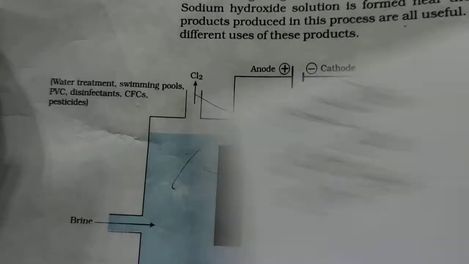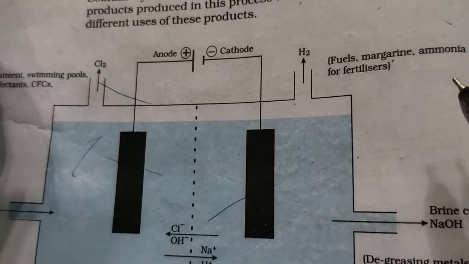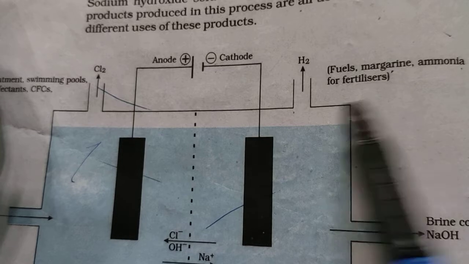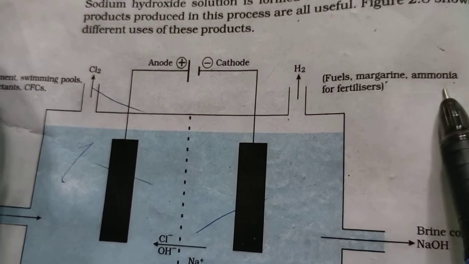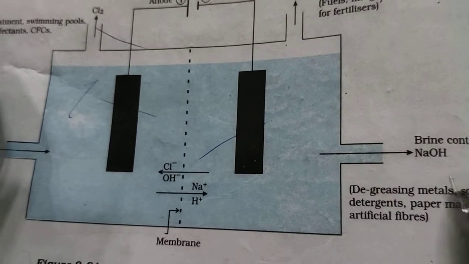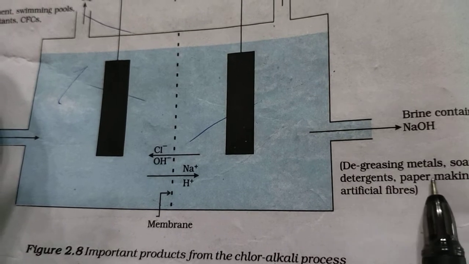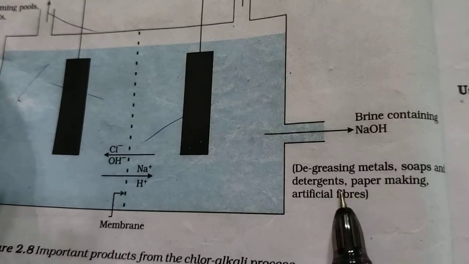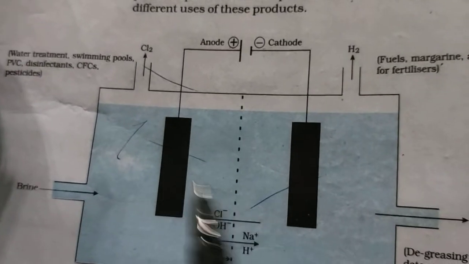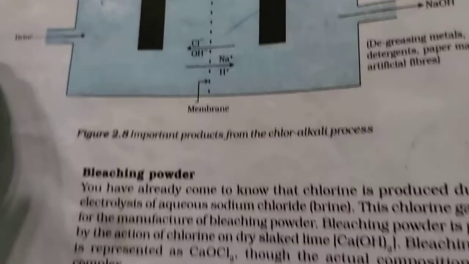Next, hydrogen is used as fuel, in margarines, and for ammonia for fertilizers. Ammonia is used in fertilizers. These are the uses of hydrogen gas produced in the chloro-alkali process. Again, you see, brine containing sodium hydroxide is used for degreasing materials, soaps and detergents, paper making, artificial fibers. These products are used in different types of factories for different purposes.